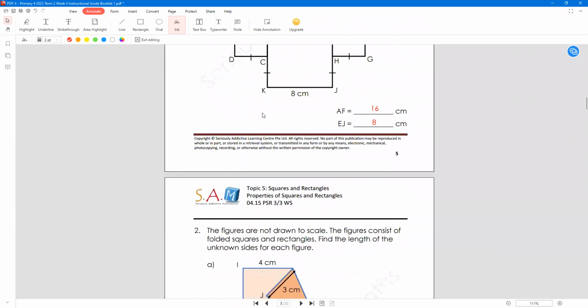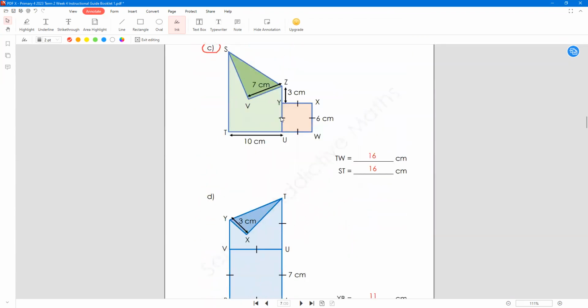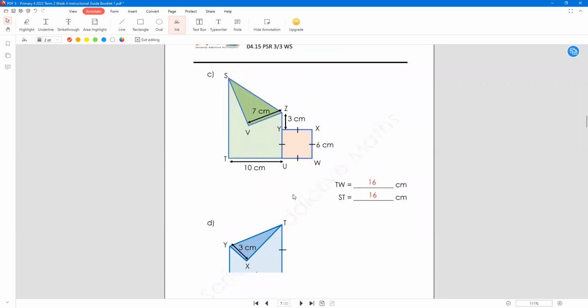Okay. And then we'll get them to do a couple of questions on their own, right? Get them to try doing C, in which they have to find TW. Where's TW? TW is here, right? Remind them what the hatch mark is. What does the hatch mark mean? It means the sides are of the same length.